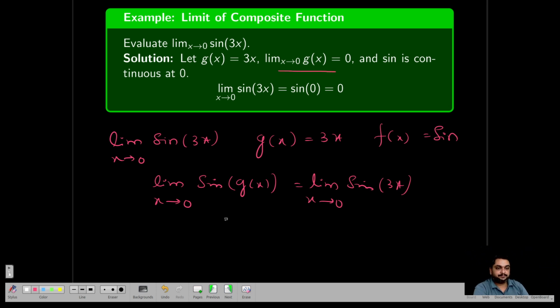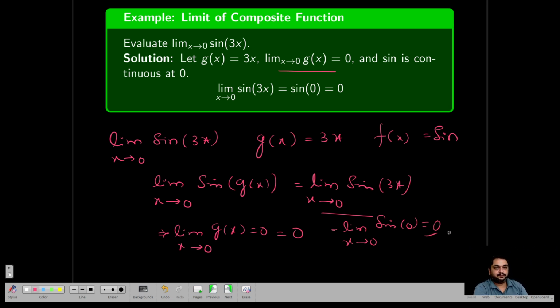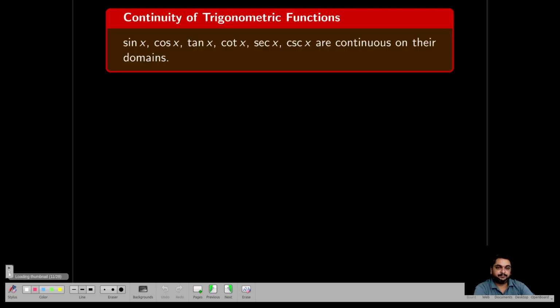So as a limit, what is this? Limit as x approaches 0, g of x equal to 0 means I will get it as 0. So this becomes the limit of x approaches 0 of sine 0. This is equal to 0. This is an example for the limit of a composite function.